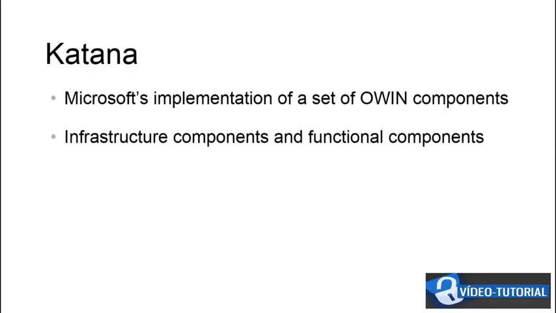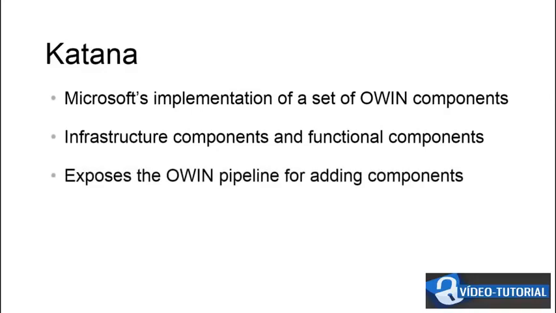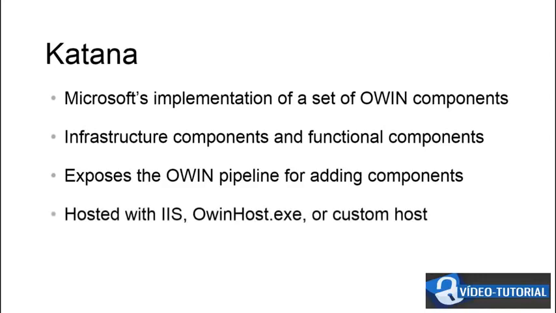As a developer, you generally work with Katana by configuring components to be added to the OWIN pipeline. The pipeline is made up of a series of components that will handle incoming requests to the application in a certain order, much like HTTP modules in a more traditional ASP.NET application. The components themselves are referred to as middleware since they can receive information from and forward information on to other components. An application using OWIN components can be hosted using IIS or with the OwinHost.exe assembly, which is included with Katana. It's also fairly easy to design a custom host for these components.